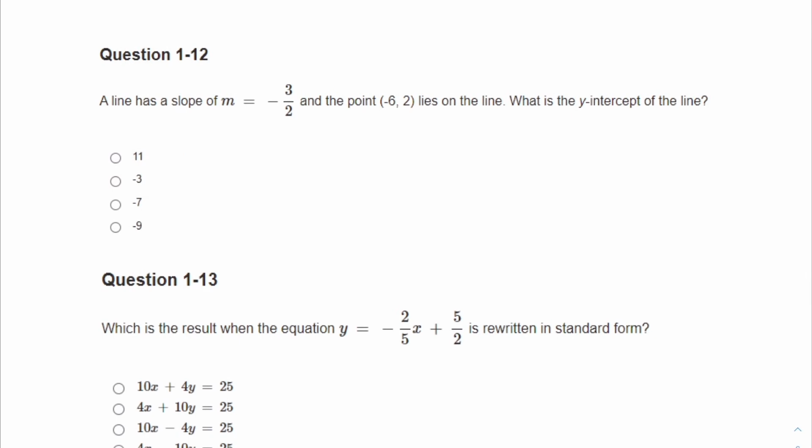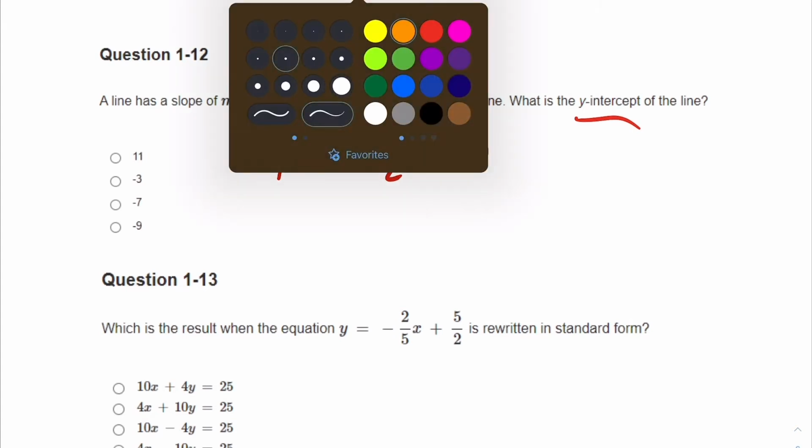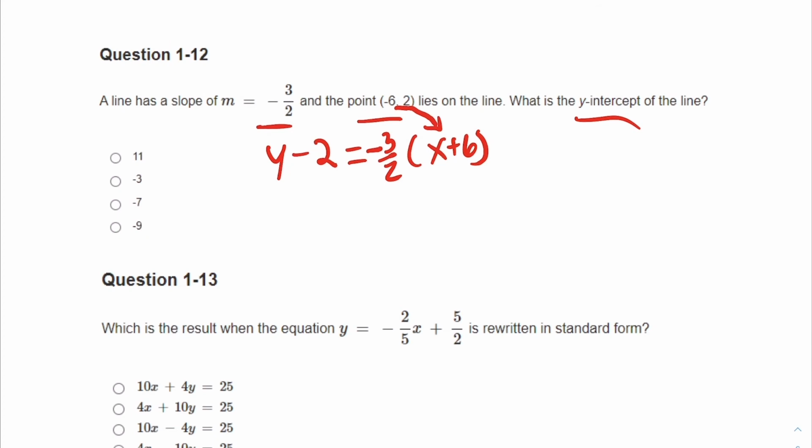In this question, we have a slope and a point, and they want the y-intercept. Well, we've learned how to use the slope and a point before by doing point-slope form. And in point-slope form, we're going to subtract the x. Since it's a negative 6, when we write it in here, it's going to be a plus 6. We know the slope is negative 3/2, and we're going to subtract the 2 for the y. But point-slope form does not give you the y-intercept. We're going to need to convert this.